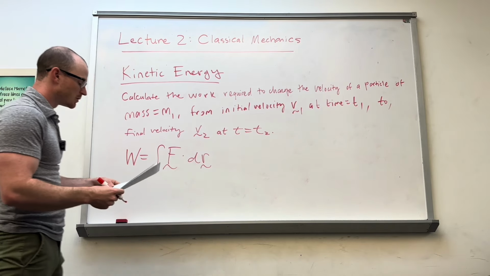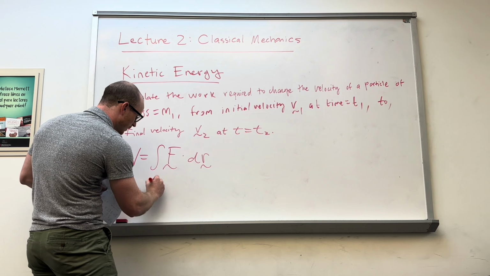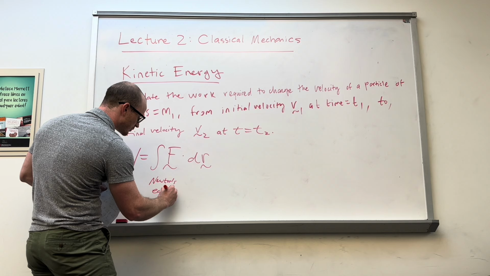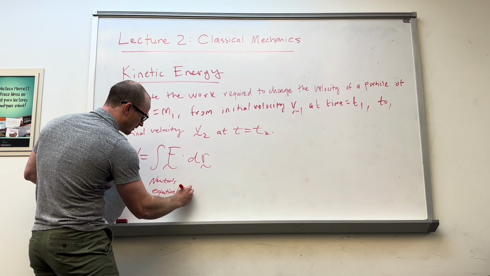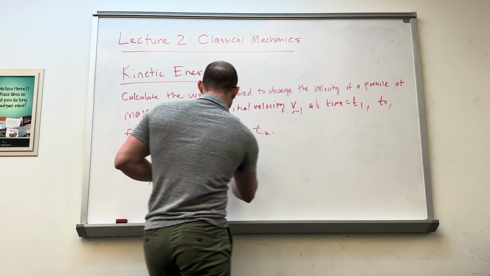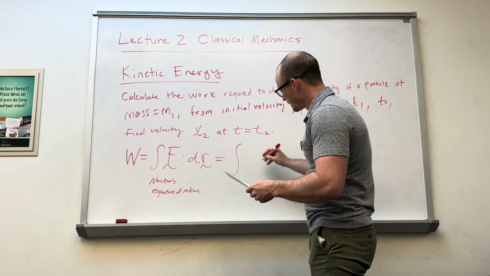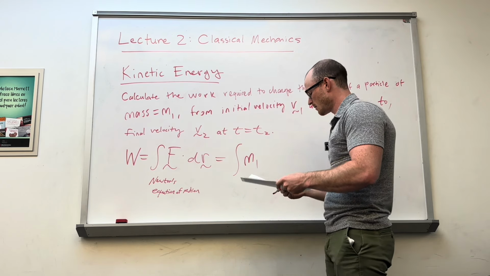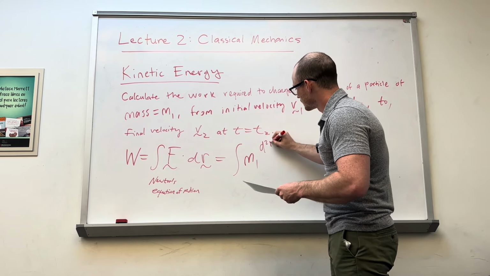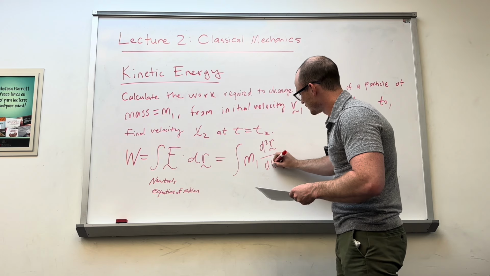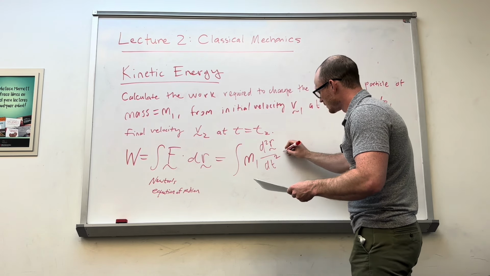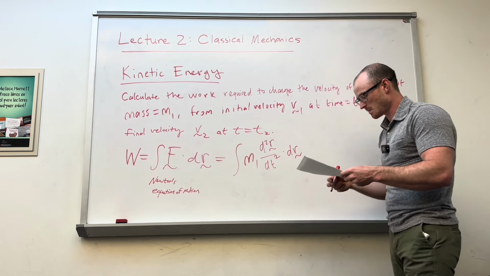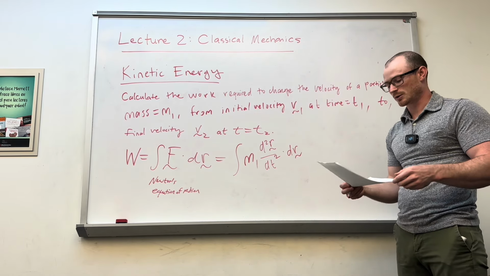But now what we're going to do is actually substitute Newton's equation of motion into this integral. And what that's going to give us is a new integral in which we have the mass of the particle, and I guess we called it m1 here, times the acceleration of the particle, d squared r dt squared, dr. Now our integral is still with respect to r here, and so we need to do a change of variables.